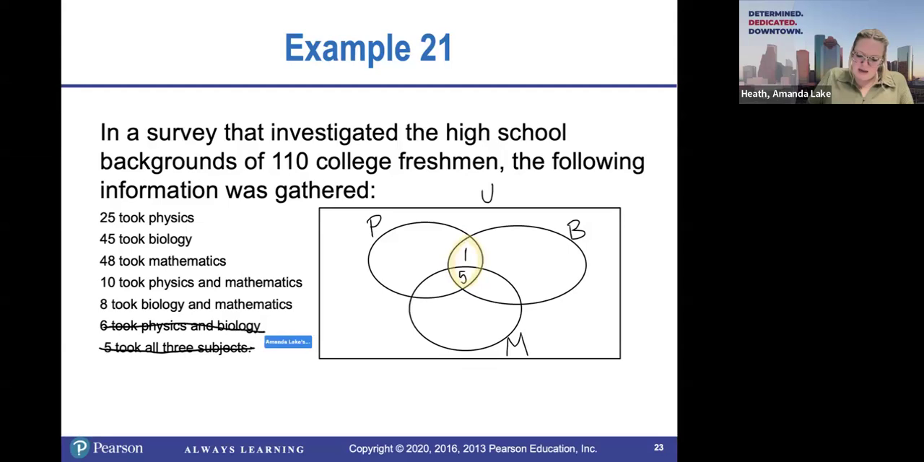Okay. Then 8 took biology and mathematics. So I know going to this section here, we're going to have 8 in that. But I already have 5 accounted for. So 8 minus 5, there are going to be 3 more students in that section. 10 took physics and math. So if I go again to this intersection, 10 need to go there, but I already have 5 accounted for. So 5 more took physics and math, but not biology.